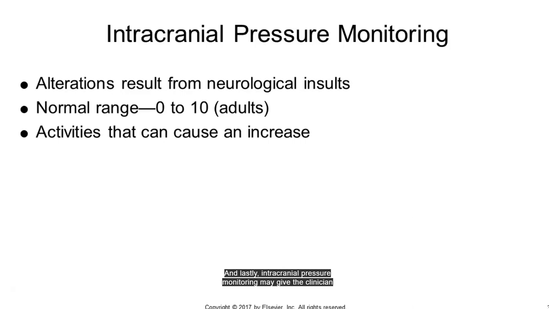And lastly, intracranial pressure monitoring may give the clinician a warning of brain swelling that often occurs after traumatic brain injury. The normal range for intracranial pressure, or ICP, is 0 to 10 millimeters of mercury for adults and 0 to 5 millimeters of mercury for patients younger than 6 years. ICPs may increase transiently due to coughing, Valsalva maneuvers, prone positioning, head position below 15 degrees, and pain. Therefore, special care must be observed when monitoring these patients.